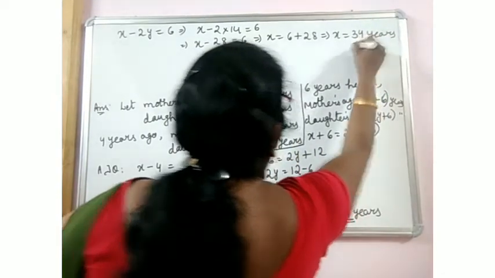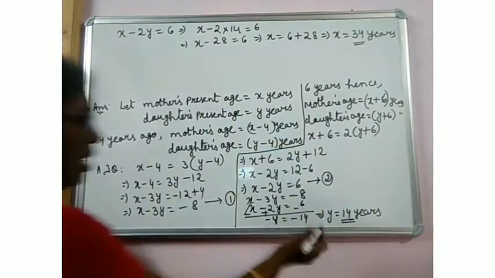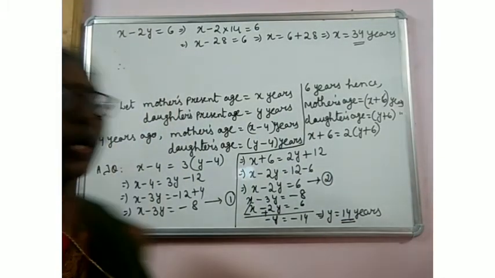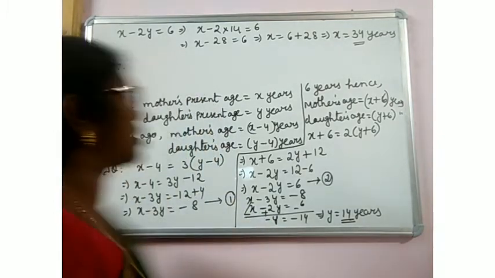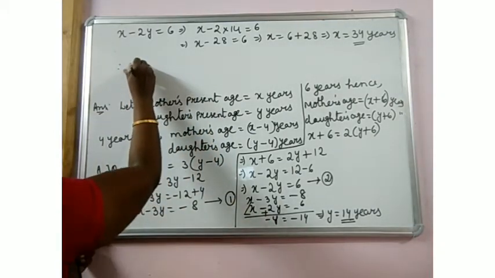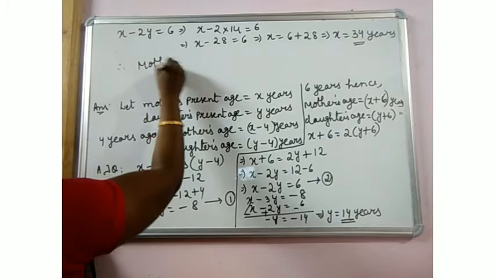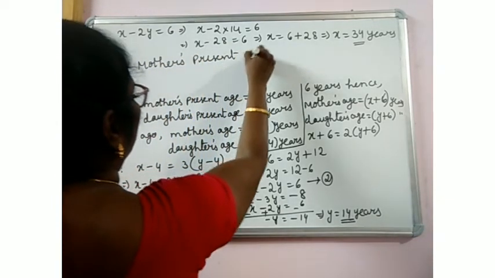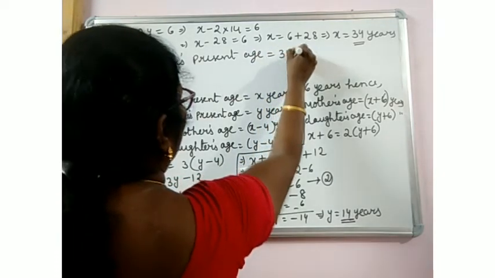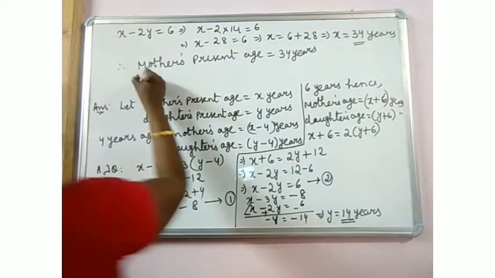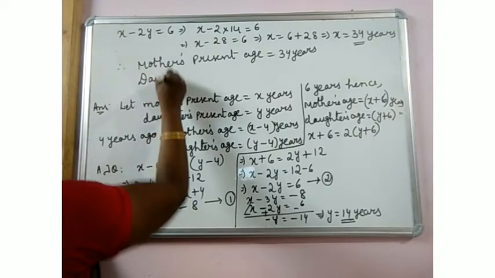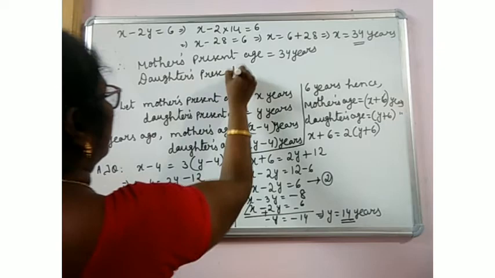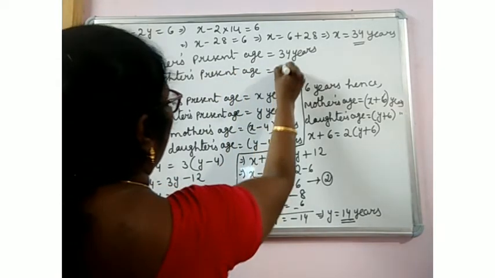That means X is mother's age, Y is daughter's age, and the question is, you have to find their present ages. Therefore, mother's present age is 34 years. Daughter's present age is 14 years.